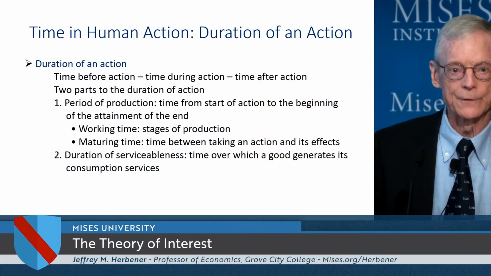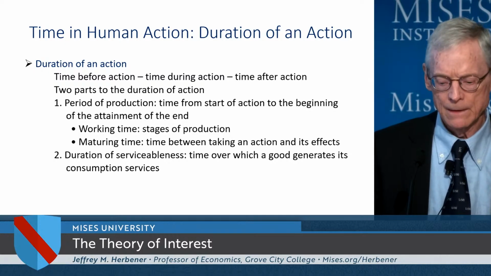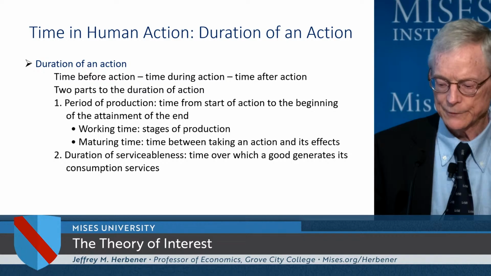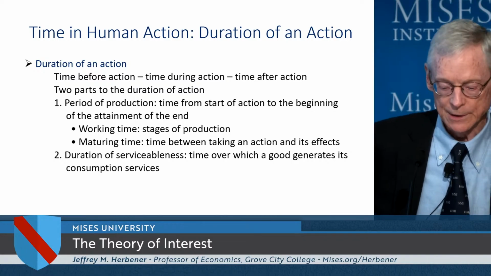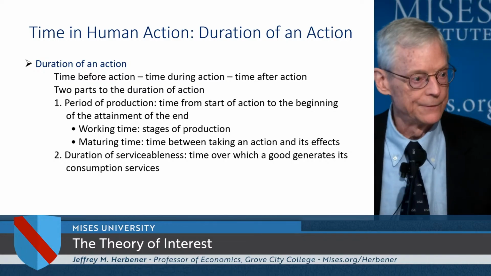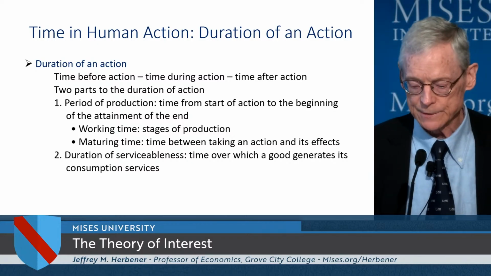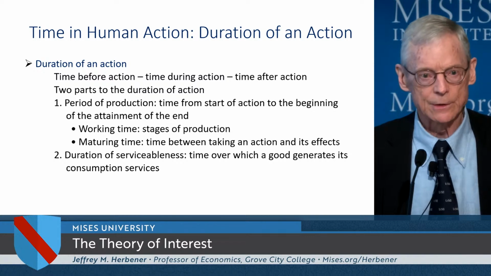So there are two parts to the duration of any action. The first Mises calls the period of production, the time from the start of the action to the beginning of the attainment of the end. And this can be subdivided into working time, or stages of production that we mentioned before, and maturing time.